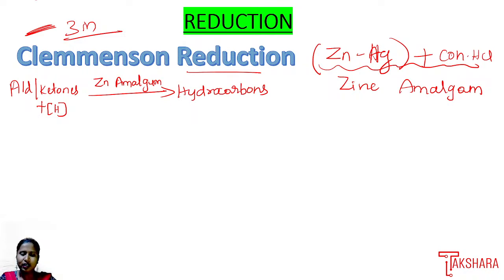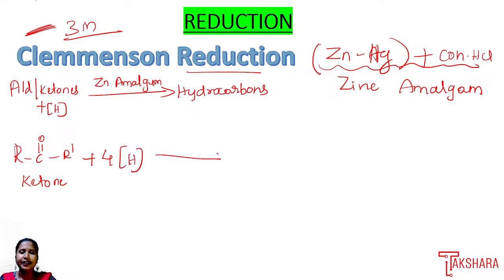Now for this, let us take particular examples. Here I'll take a ketone, R double bond O, R dash. If we reduce the ketone in the presence of zinc amalgam, 4 moles of hydrogen atoms are involved in the reduction, and it takes place in the presence of the zinc mercury mixture and the concentrated HCl. We call it the zinc amalgam reagent.